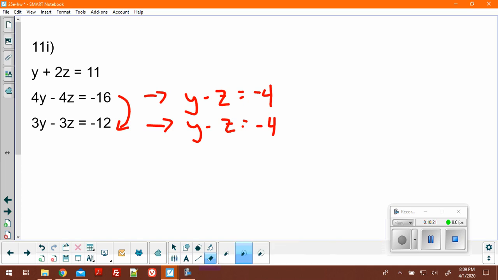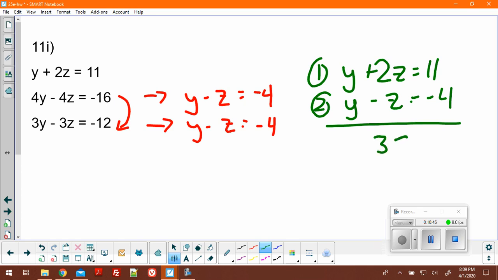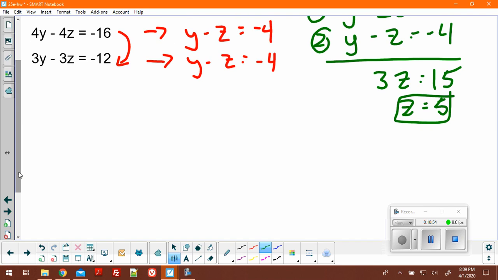So really now my system is down to just these two equations. My equation 1 was y plus 2z equals 11, and both equation 2 and 3 reduce to y minus z is equal to negative 4. So let's take a moment and solve that. If I subtract, the y's are gone. 3z is equal to 15. So z is equal to 5. Solving for y, y minus 5 equals negative 4. So that means y has to be equal to 1.